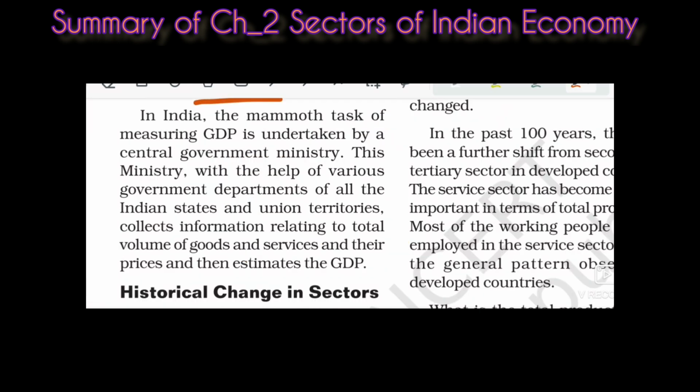gross domestic product. This is undertaken by the central government ministry. This ministry helps various government departments of all Indian states and union territories to collect information relating to the total volume of the goods and services, their prices, and it estimates the GDP.